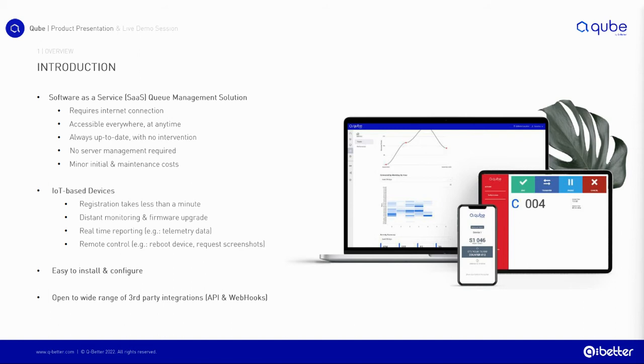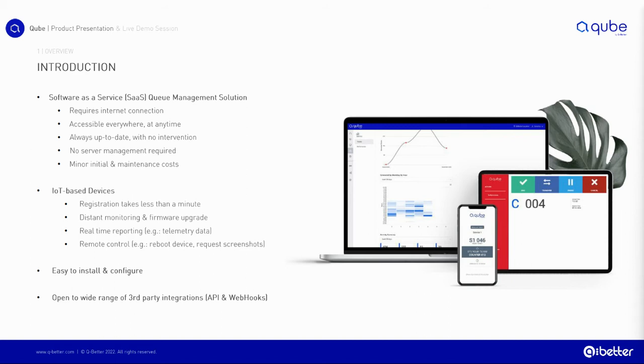So Qube is a SaaS solution. It means that it requires an internet connection all the time. It gives you the power to see the information in real time, everywhere, at any time. It's always up to date in case of a new release or any update. You don't need to do a thing; it will automatically update the system. There's no need for any local server, and this means that the initial and maintenance costs are lower than all the regular queue management systems.